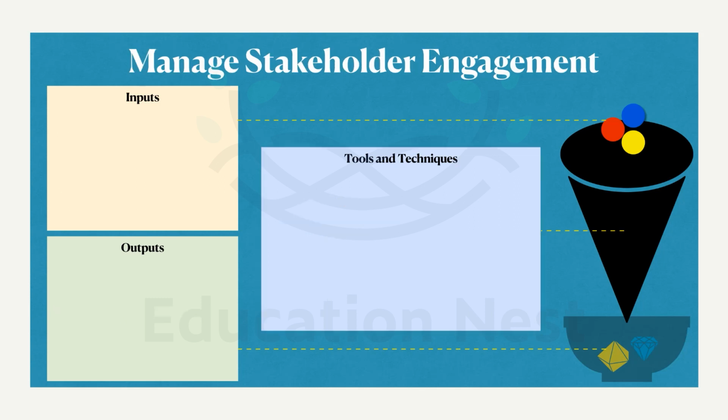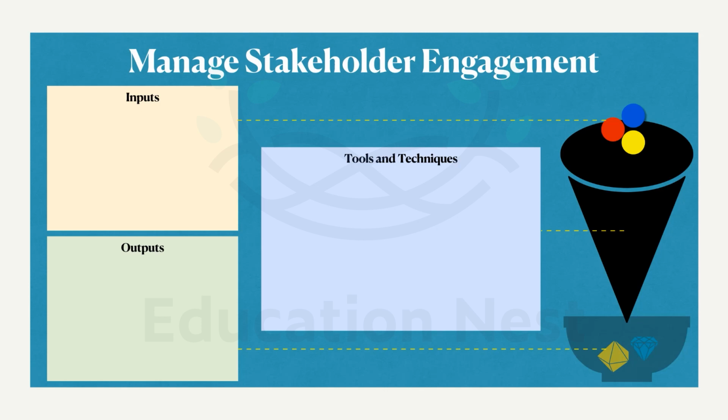So let's move to the new process, manage the stakeholder engagement. This is also basically done throughout the project, not done at any one point of time. This is basically about solving the problems between the 2 stakeholders. If there is an issue, we give a solution to the problem.